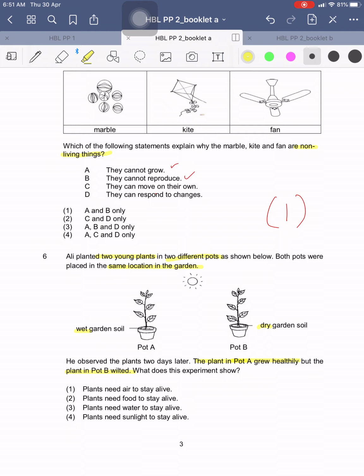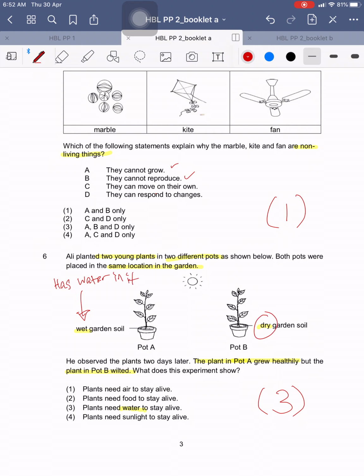So what does this experiment show? Now answer will be 3. Why? Because the only difference between the 2 pots is that pot A has water in it, but pot B is dry. So the only difference is that one pot has water. That's why the plant in pot A can survive, because all living things need air, food and water to survive.